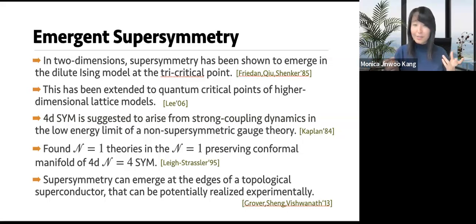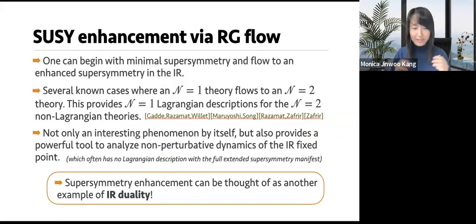In fact, we're living in a modern era where things are really suggested that you can see the emergent supersymmetry, hopefully in the experimental setup, such as the model that was discussed by Grover, Sheng, and Vishwanath, where supersymmetry can emerge at the edge of a topological superconductor. And that would be super exciting if such can be actually detected. Now, these are all sorts of amazing emergent supersymmetry models that have been existing throughout, and that's super exciting.